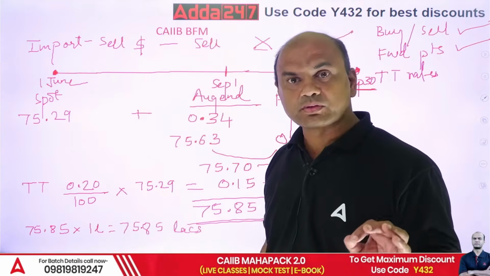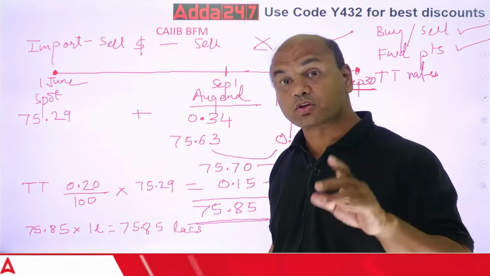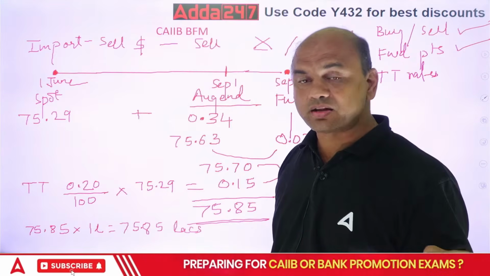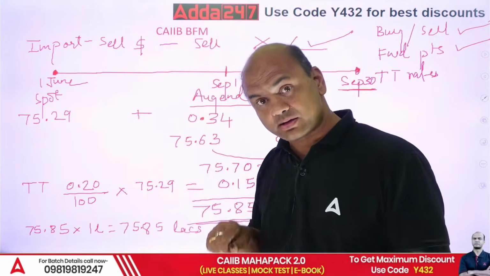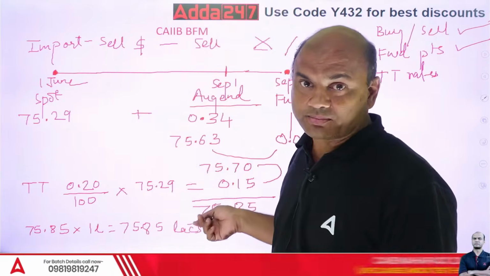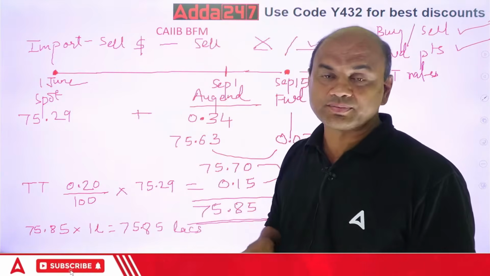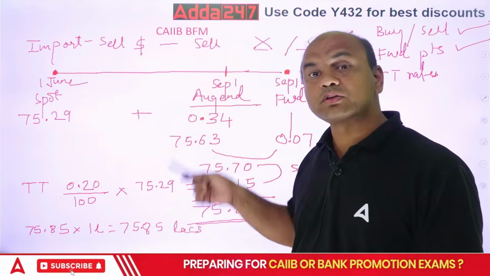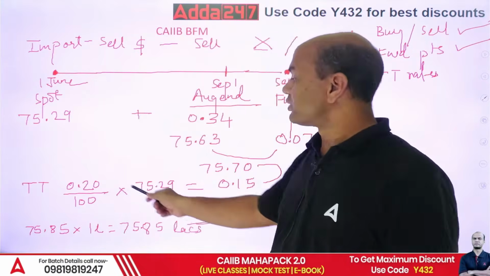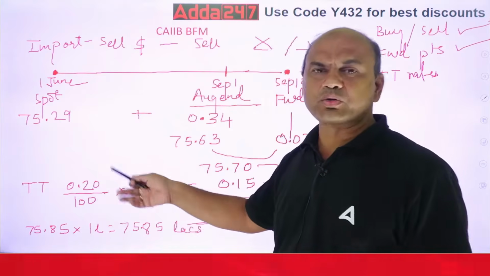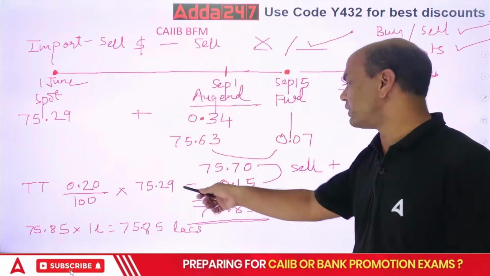Generally, we calculate for 75.70. Whatever you have achieved at the end, the TT margin will be calculated on that end rate. But in this problem, it's specifically mentioned: calculate the TT margin on the spot. So this is a spot. So 0.2% into spot.